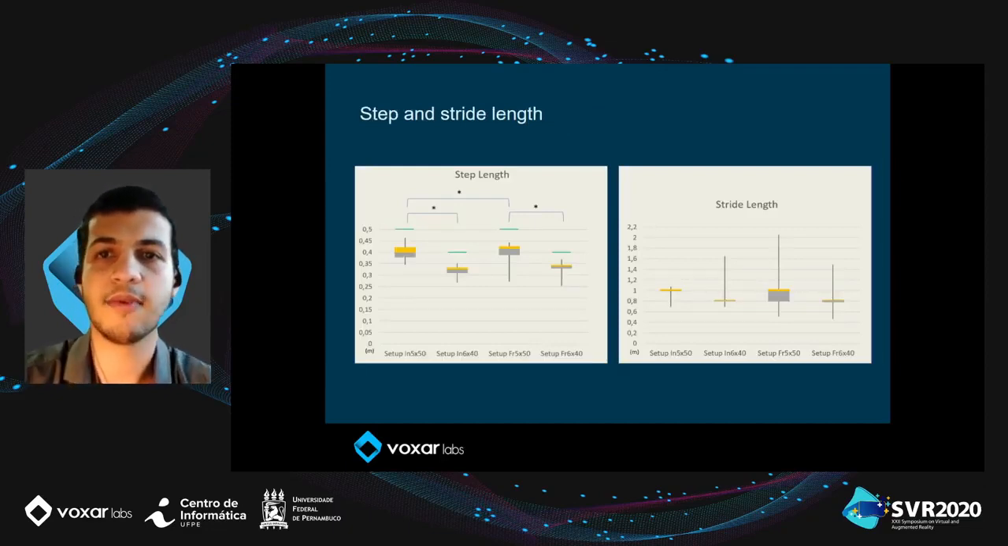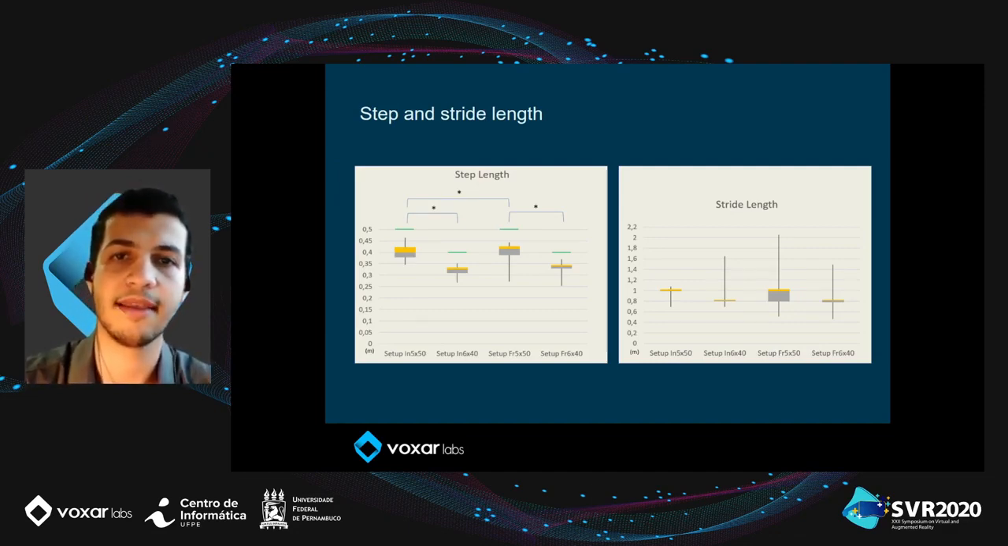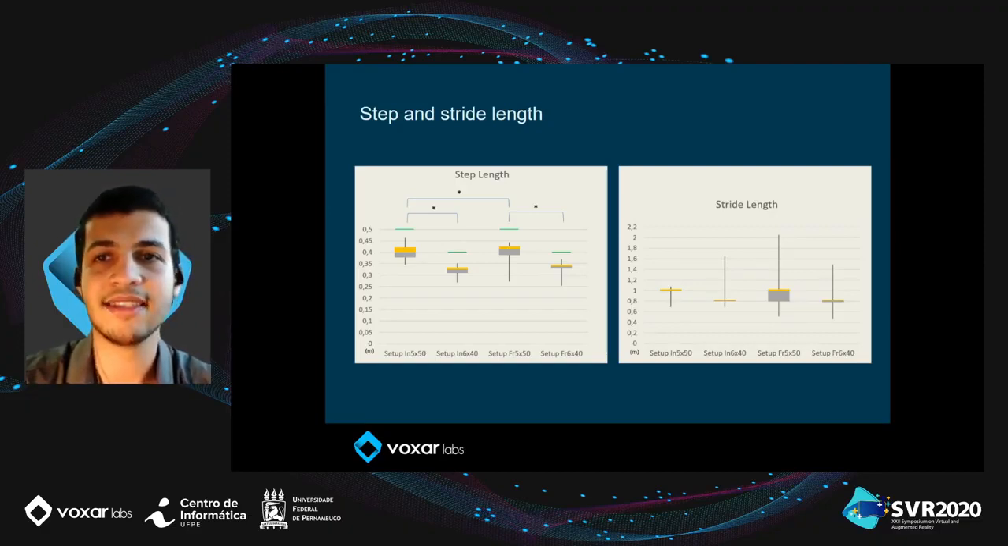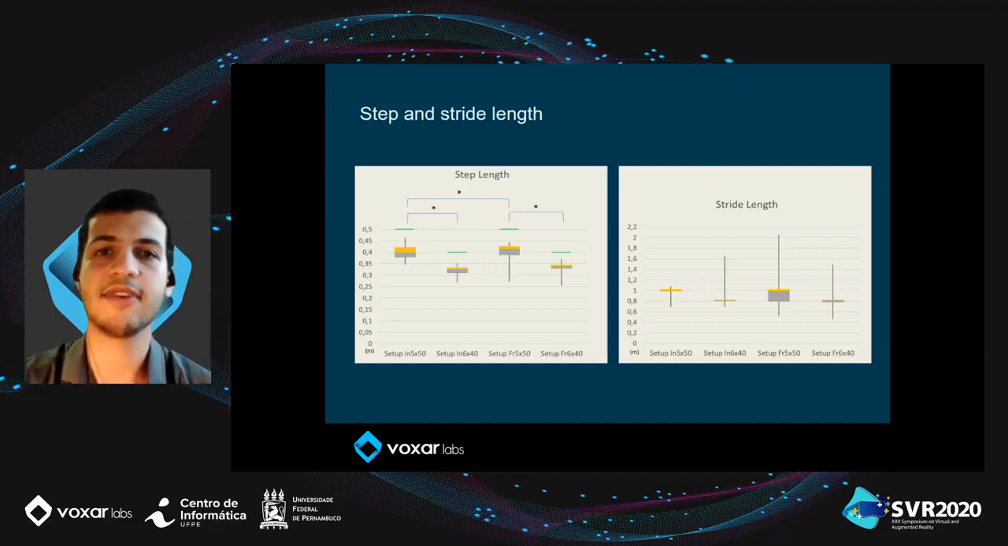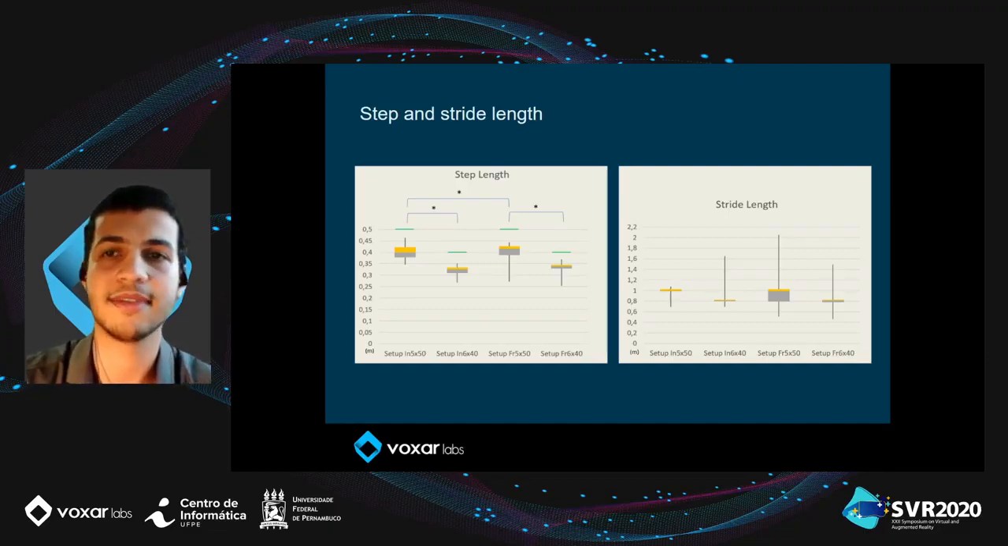The steps length were always lower than expected, but the measurements of this variable were more precise than the ones from the stride length. In both graphs, the y-axis is the value in meters for that variable in each setup, and it is possible to see in the graph on the right that the stride length measures were accurate, but the difference between the maximum and minimum length in most setups was high, and this difference may be related to the cases of false negatives and false positive steps.